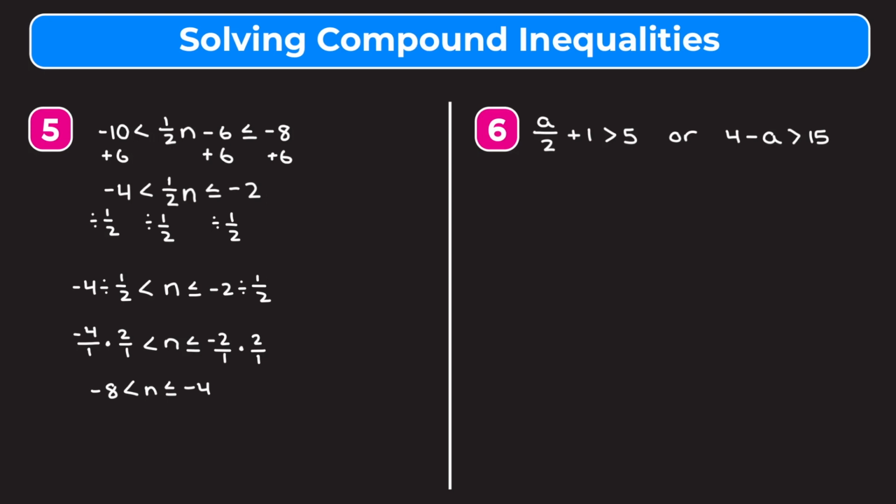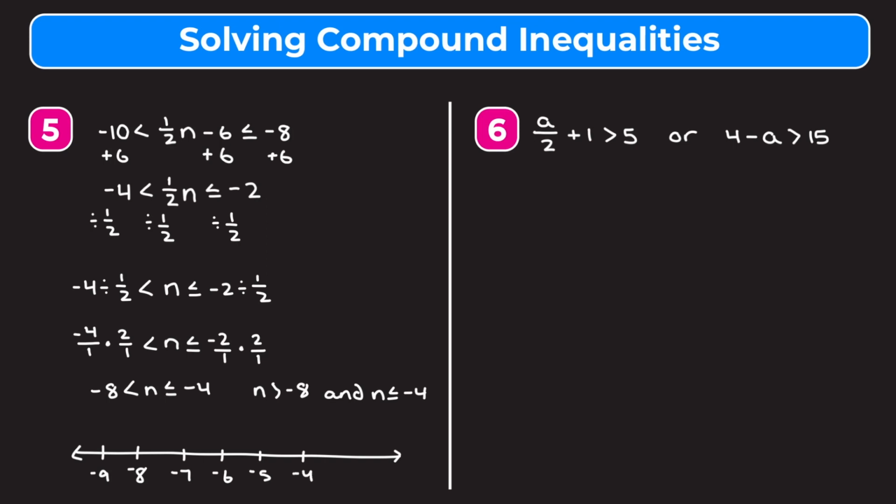So this is an and inequality, so this is the same as saying n is greater than negative 8, and n is less than or equal to negative 4. And now we just want to plot this on a number line. Let's go negative 9, negative 8, negative 7, negative 6, negative 5, negative 4, and we'll go up to negative 3.